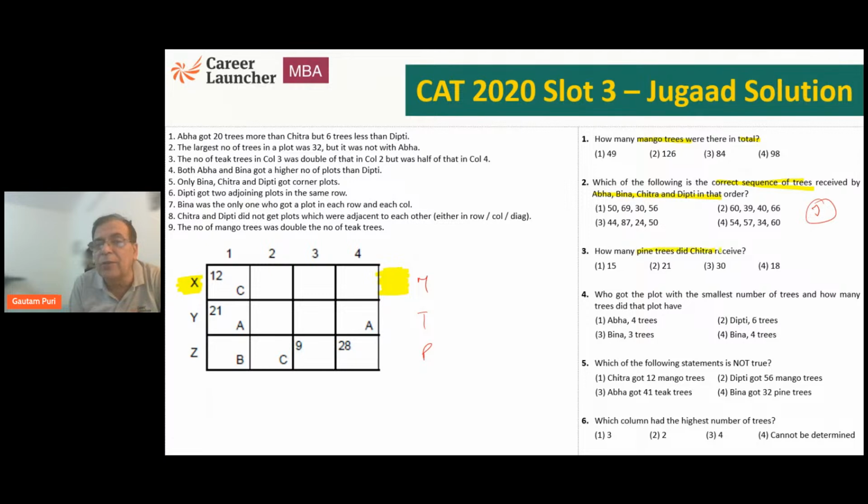How many pine trees did Chitra receive? Definite numbers. Okay? Definite numbers, and hopefully I'll be able to eliminate choices also out here. So question number 2 and 3 clearly are likely to be my Jugaad questions.